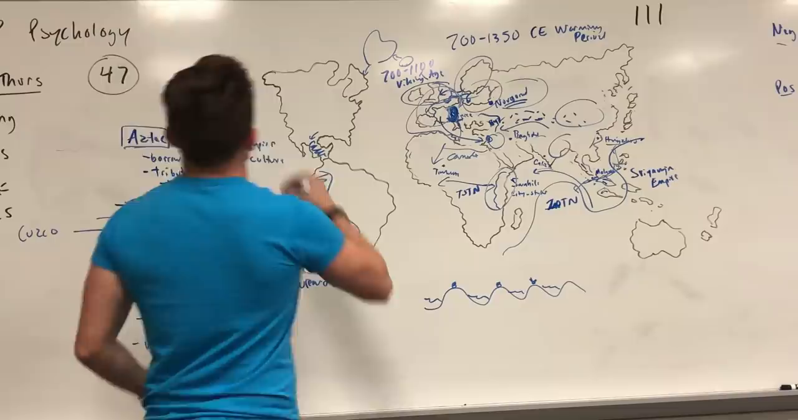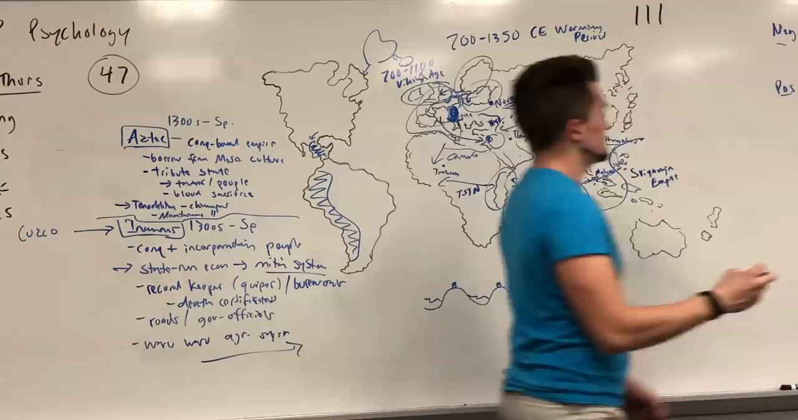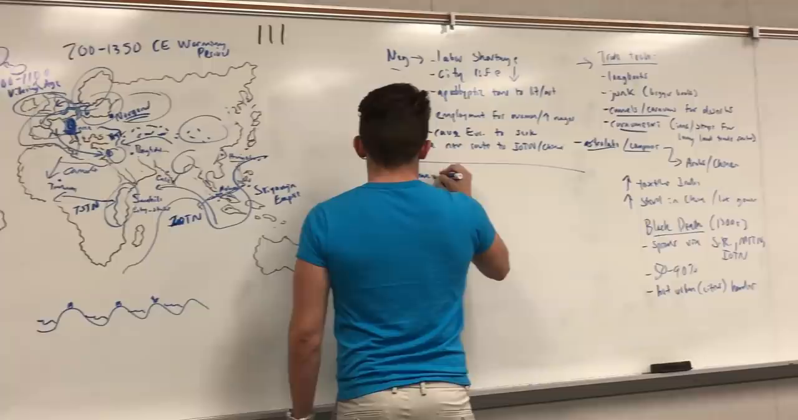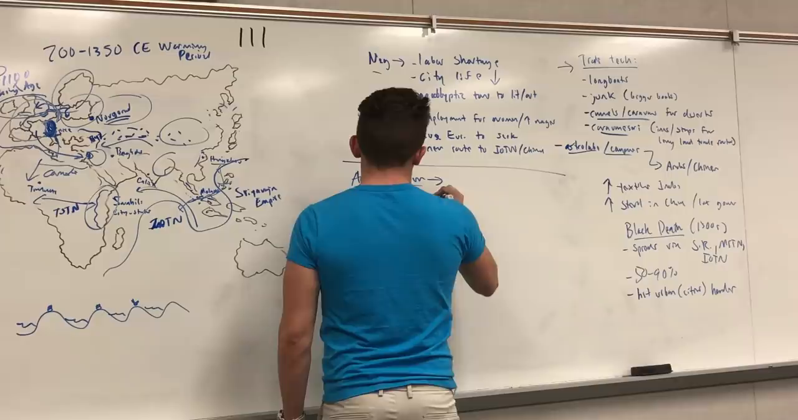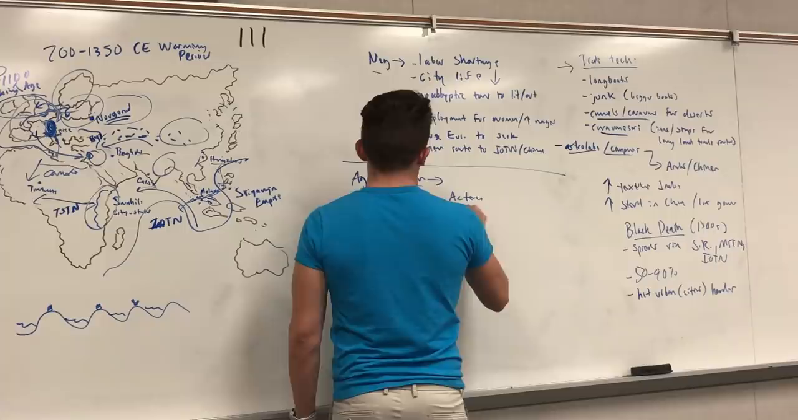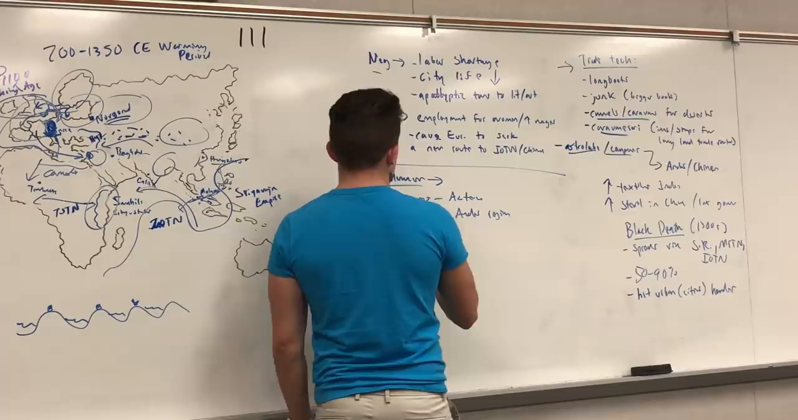In fact, I'm going to actually put these all together. So, agricultural advances. I've got Chinampas. Right, that's the Aztecs. I've got Waru Waru, and that's in the Andes region. Incans. I've got terracing, that's pretty much everywhere.